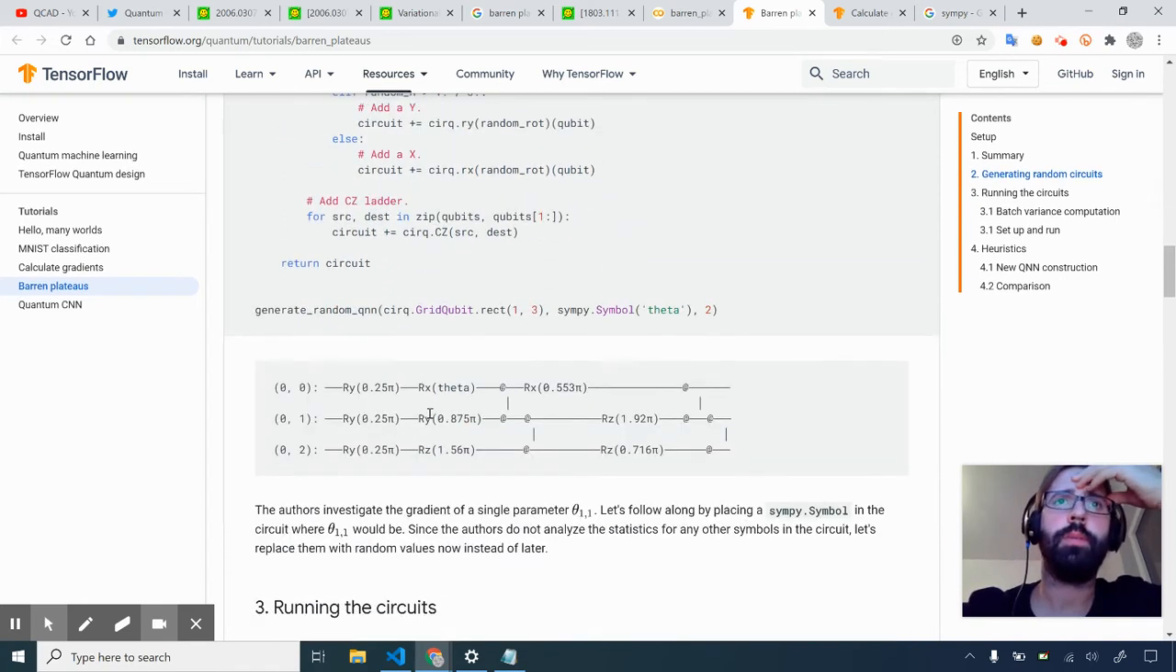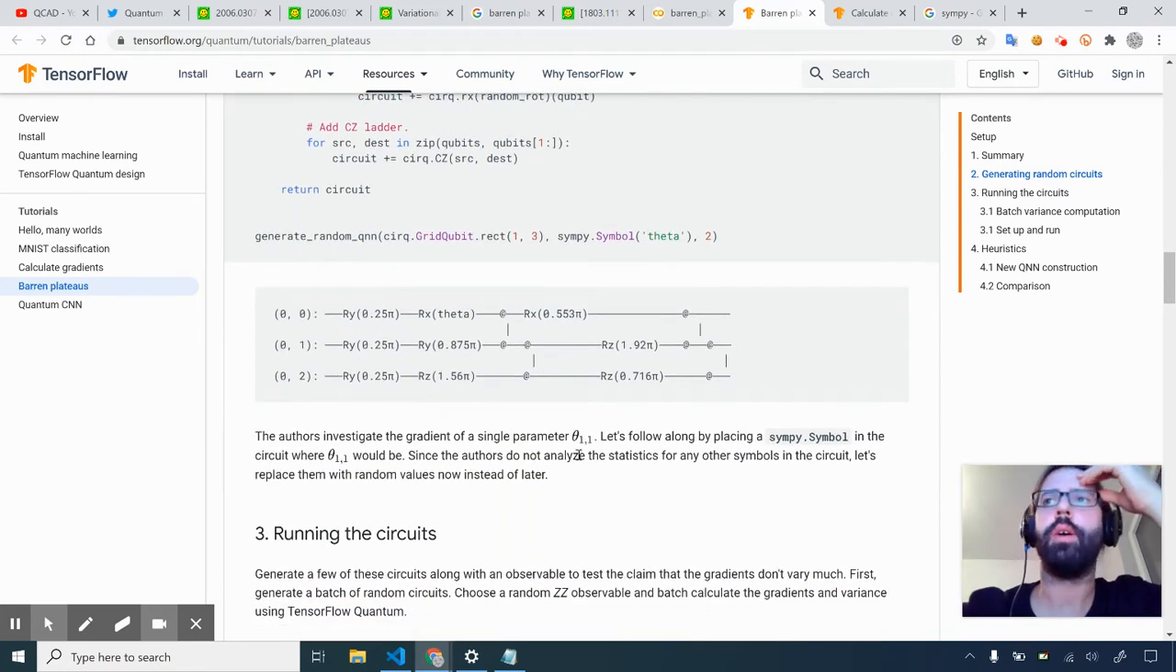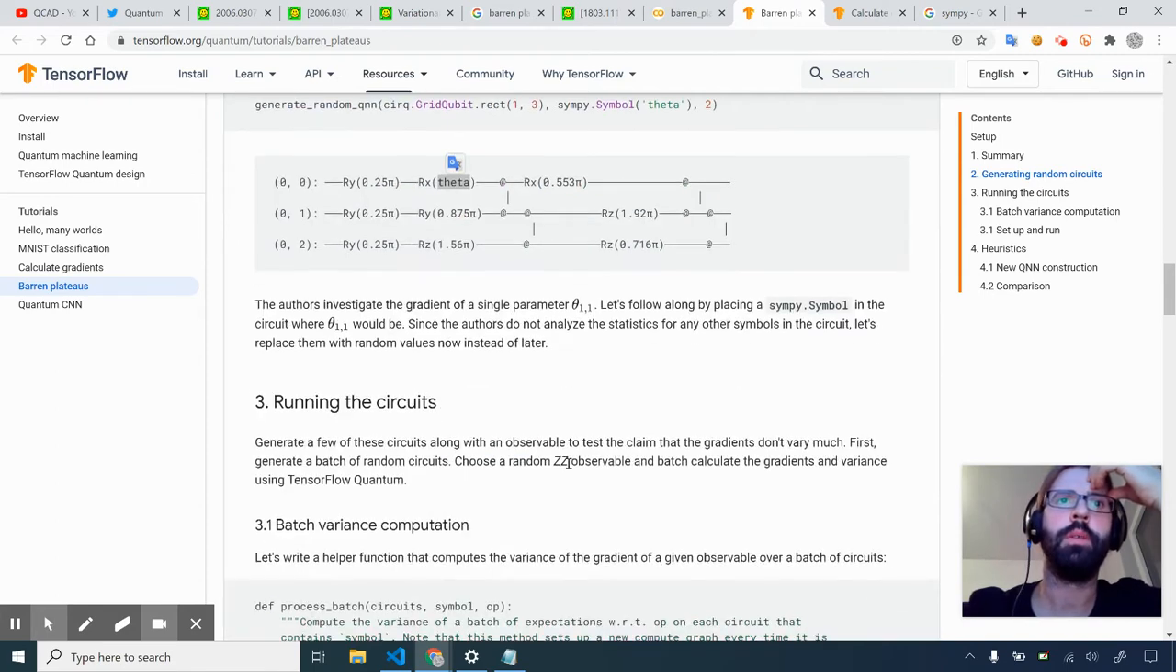That's it. The authors investigate the gradient of a single parameter. Yeah, so the gradient of a single parameter. That's why this is the only one that's got these. Let's follow along by placing a SymPy symbol in the circuit where this would be. Since the authors do not analyze the statistics for any other symbols in the circuit, let's replace them with random values now instead of later.